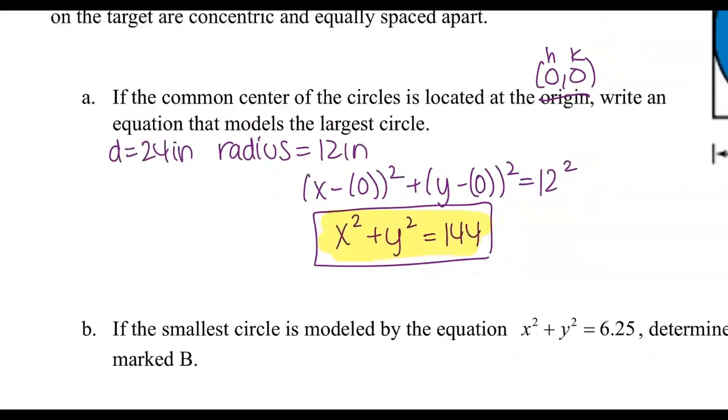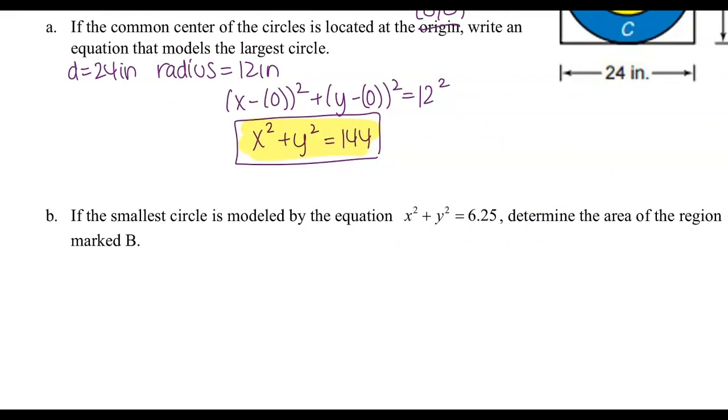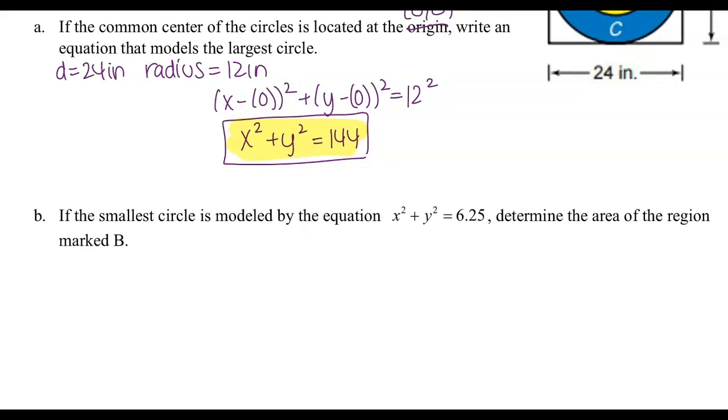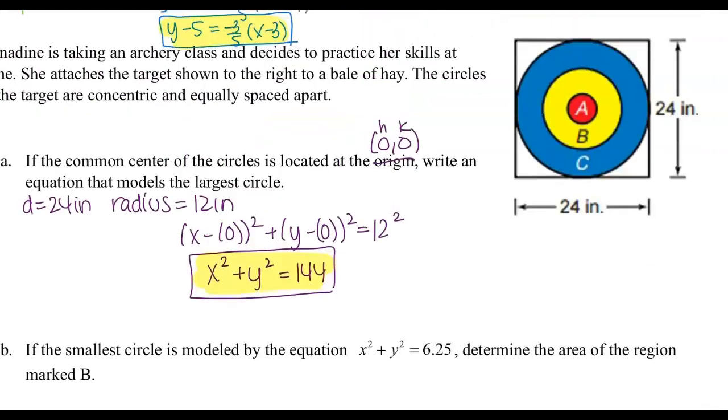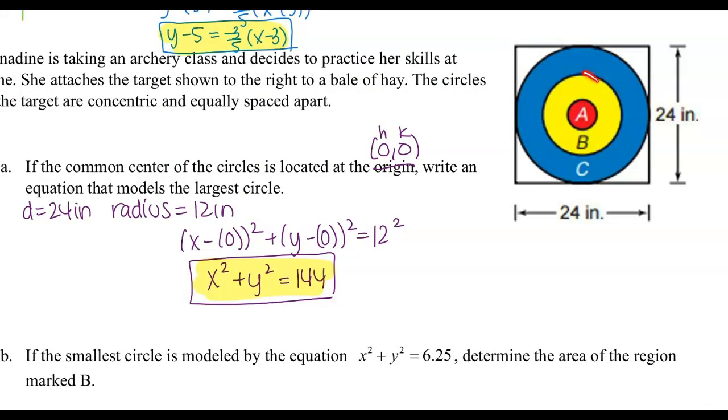The second part of this question is saying if the smallest circle is modeled by the equation that's given, determine the area of the region marked B. Okay, so let's see. Technically, we have circle B is here. What it's pretty much saying is if we want to just find the area for B, we just need to find this yellow space. That's all.